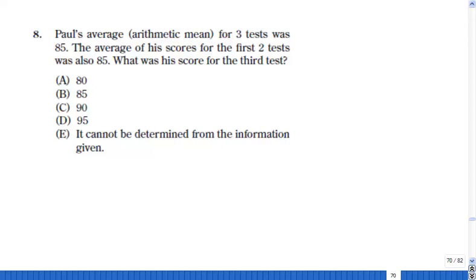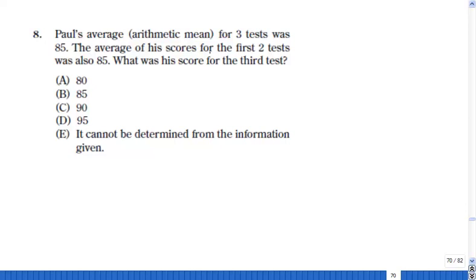Problem number 8. Paul's average for 3 tests was 85. The average of his scores for the first 2 tests was also 85. What was his score for the third test? 80, 85, 90, 95. It cannot be determined from the information given. How should you solve this problem? Okay.